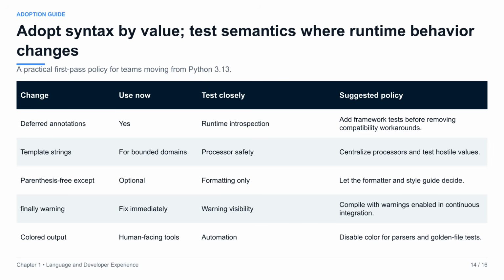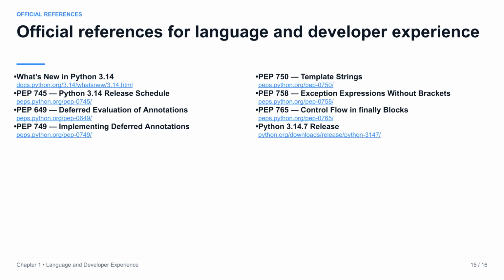The adoption pattern differs by feature. Deferred annotations are the new default, but the work is in validating runtime consumers rather than rewriting all hints. Template strings deserve targeted adoption, where a processor can enforce a useful boundary. They should not replace f-strings indiscriminately. Parentheses-free exception lists are purely stylistic. The finally warning should be treated as a defect because hidden exception suppression is rarely intentional. Color can be enabled for people and disabled for machines. A sensible migration, therefore, combines broad interpreter testing with narrow, high-value source changes instead of equating a version upgrade with a syntax modernization campaign.